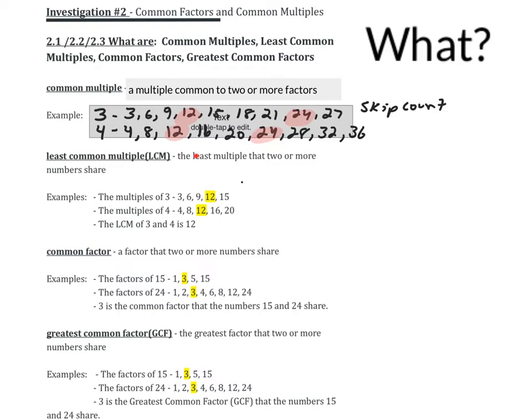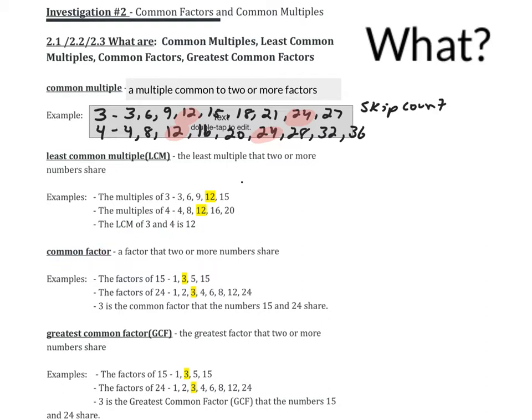The least common multiple is the least multiple that 2 or more numbers share. So if we have the multiples of 3 and 4, just as we did up here, what's the smallest multiple that they share? In this case, it is 12. So the least common multiple, the LCM, is 12.